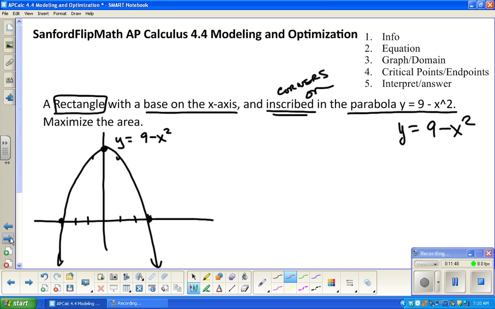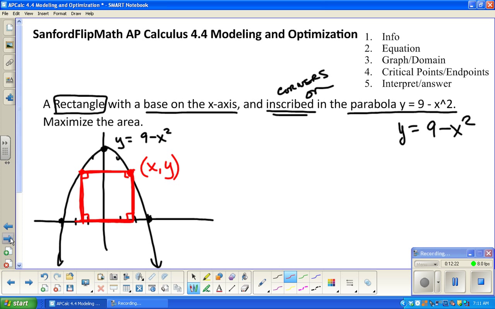Now, I don't know exactly where this rectangle is, but I do know that its base is on the x-axis, and I know that it's supposed to have its other corners on the parabola. Now, this looks kind of squarish. Don't get all excited. It might be a square, but I don't know. I just know it has to be a rectangle. A rectangle has to have right angles. And this point right here, I'm going to call it, cleverly enough, you guessed it, x and y.